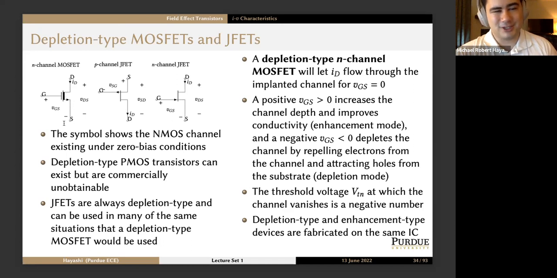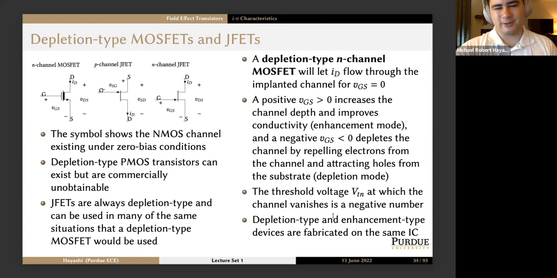So as you can see, it's depletion type because we start with a channel and then we can apply a voltage to remove it. We deplete the channel versus the enhancement type where we have to create the channel. So the threshold voltage is now going to be a negative number for N-channel MOSFETs.